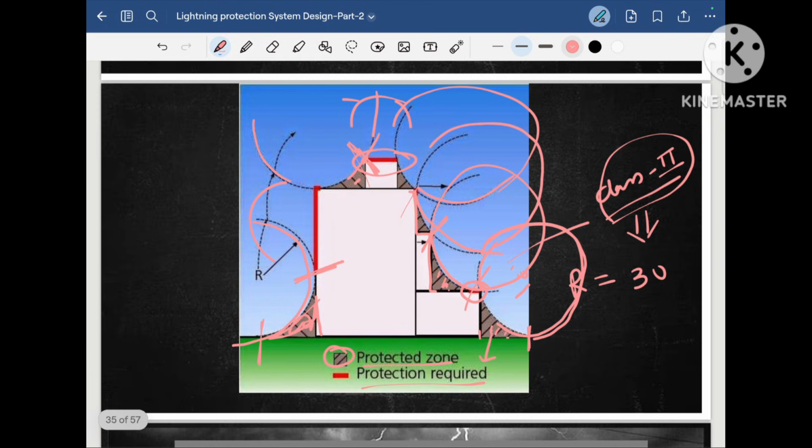But I hope from this picture you got to know we have to imagine one sphere. As per the class, the radius will be 30 meters, and we have to roll it over the project. Wherever the imaginary sphere is touching our structure, those points require air terminals, and whichever area is not touched by the imaginary sphere is considered a protected zone.